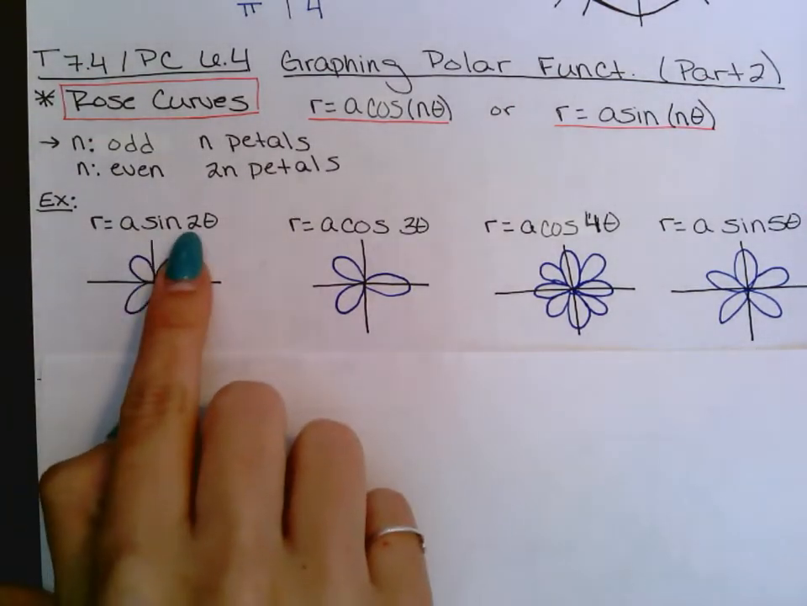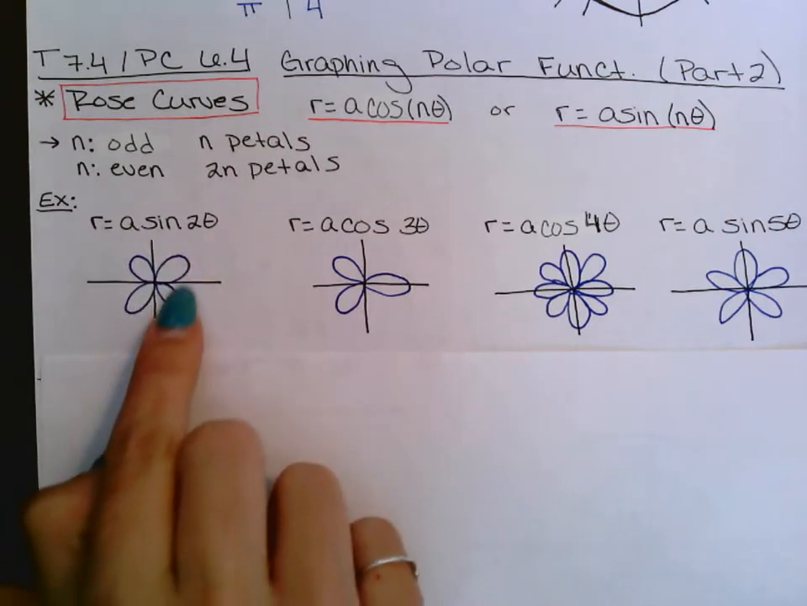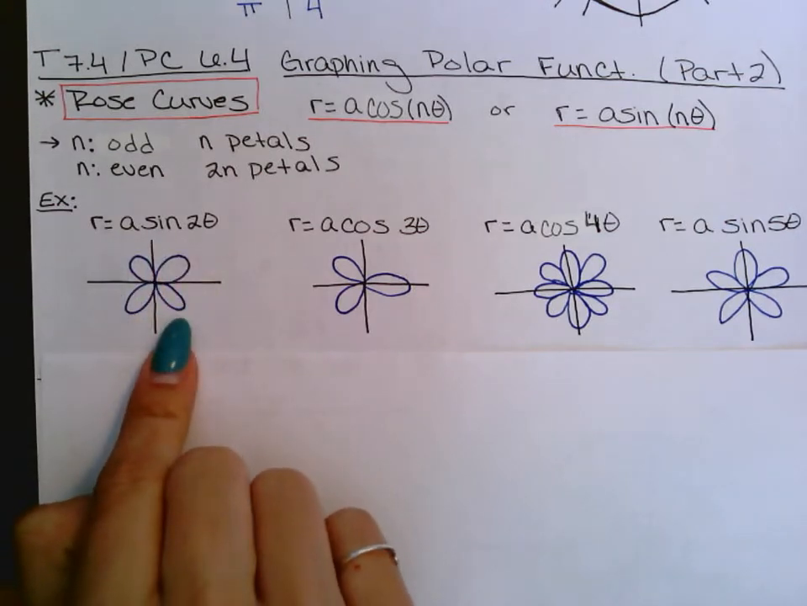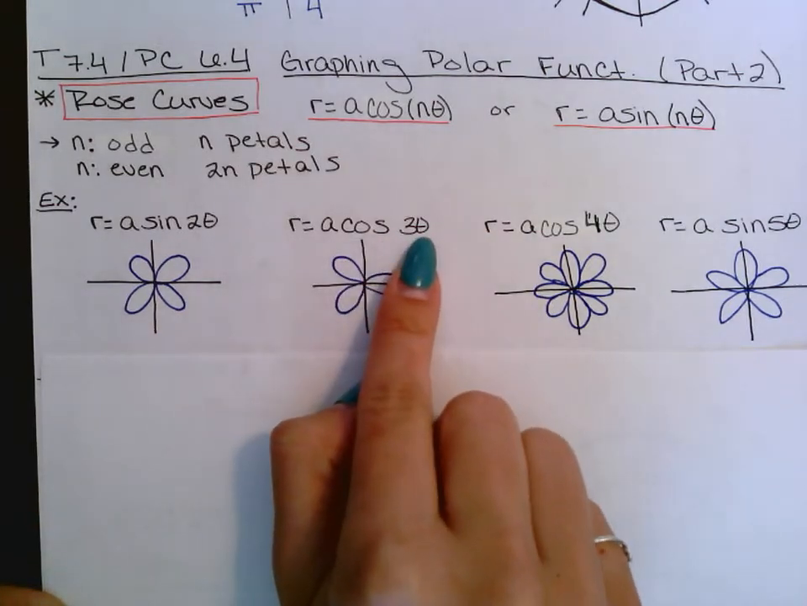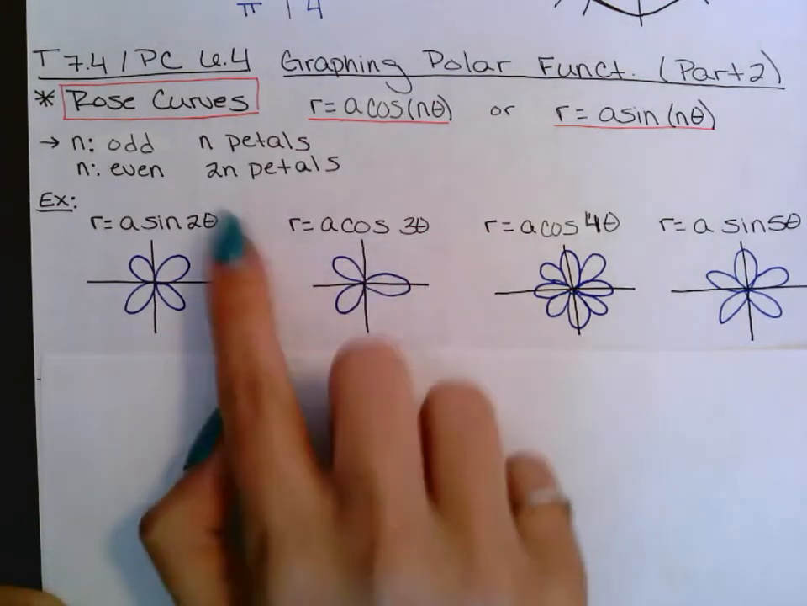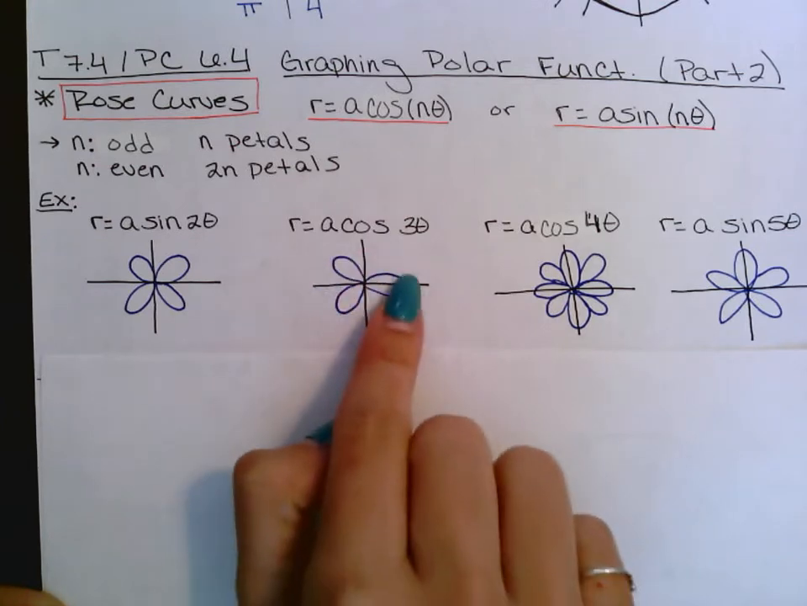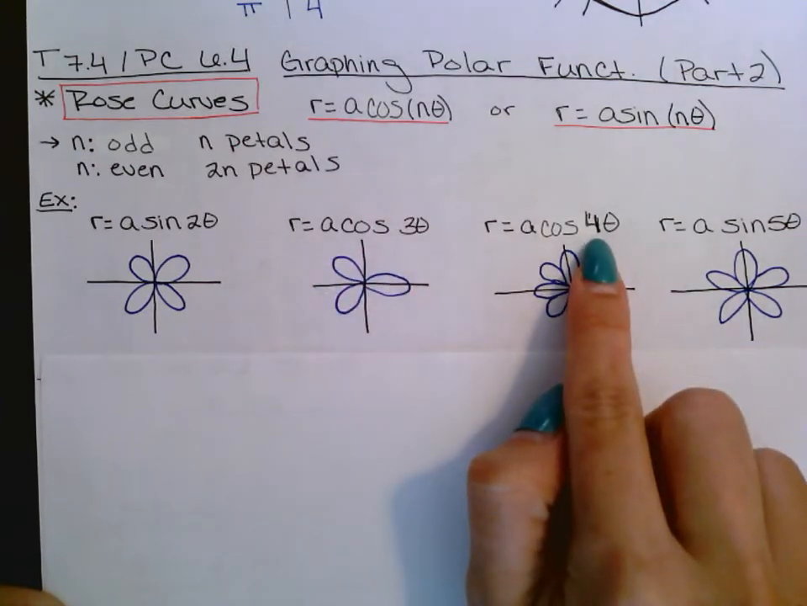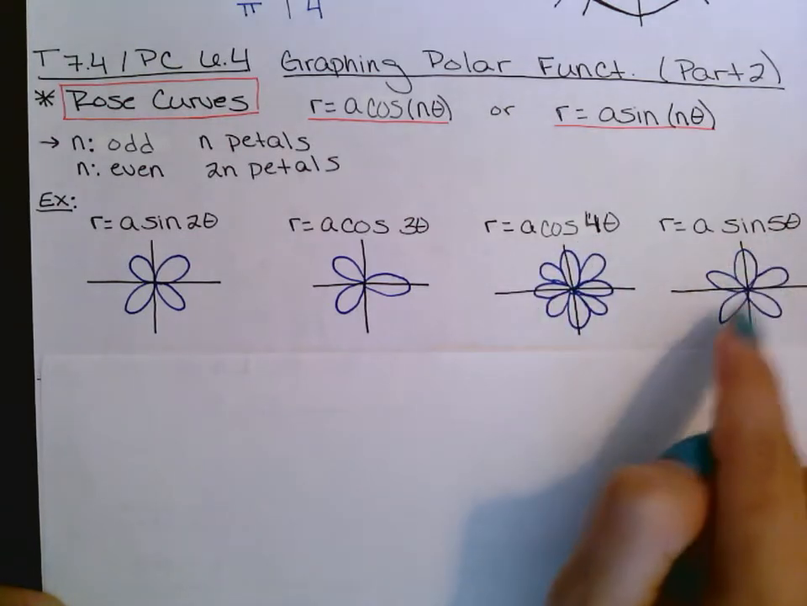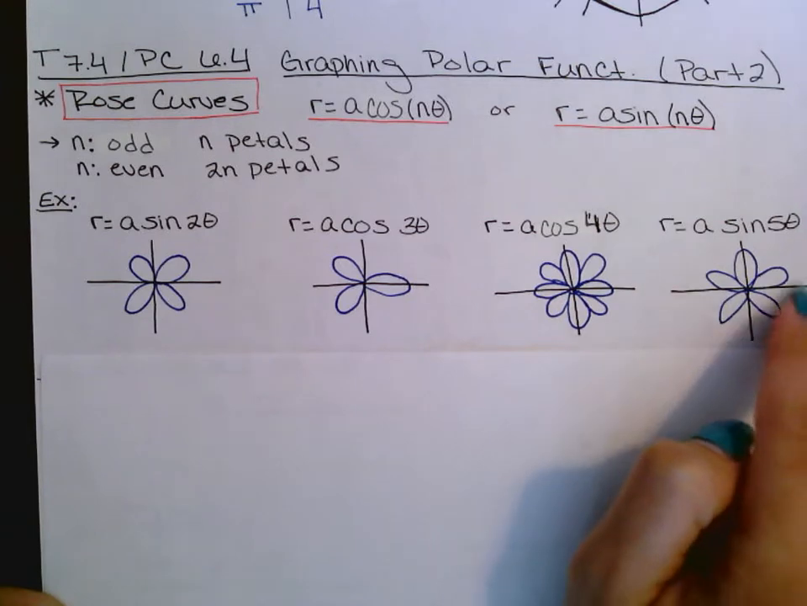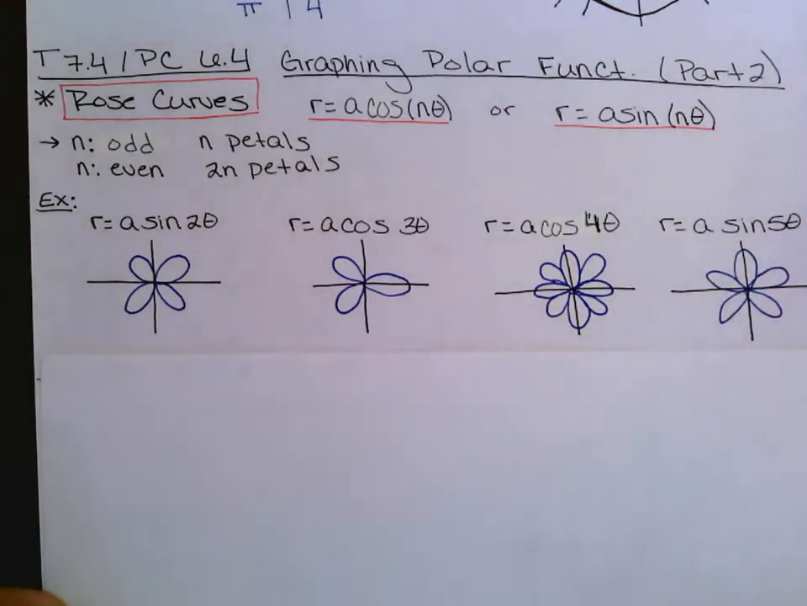If I have a 2 theta in there, 2 is even, and that's why I'll have 4 petals. Don't mind my drawings here. If I have a 3 theta, it's an odd number, so the exact amount of petals, 3 petals. 4 is an even number, so I have to double 4, and that's why I have 8 petals. 5 is an odd number, so I keep it, I have 5 petals.